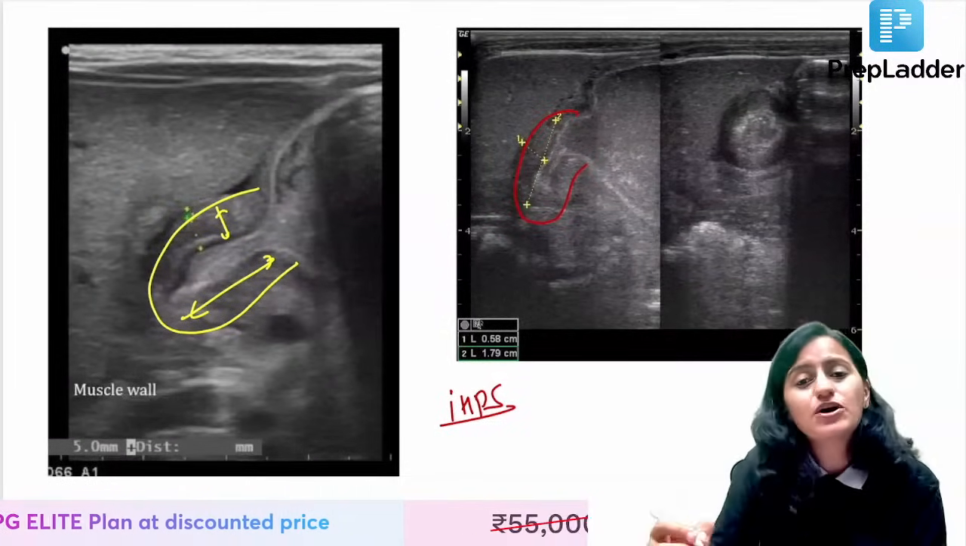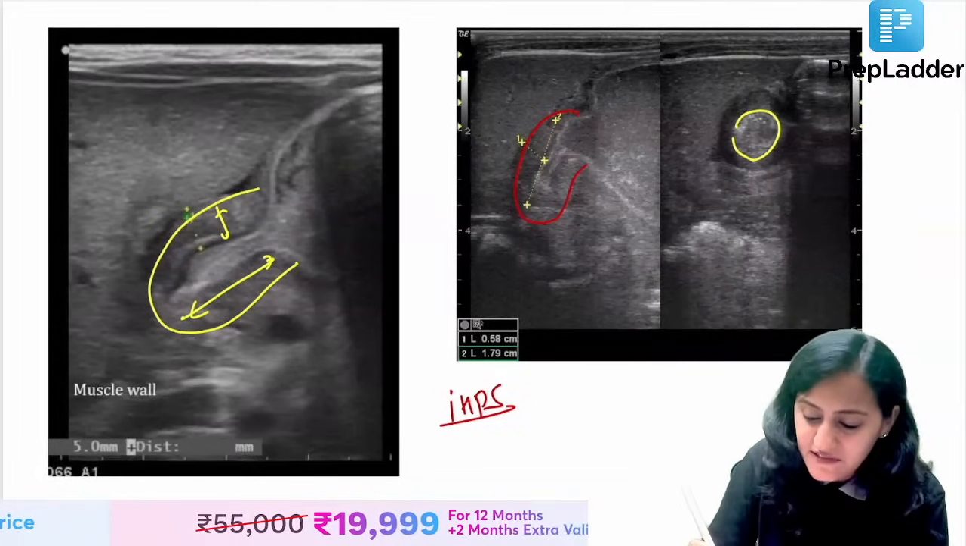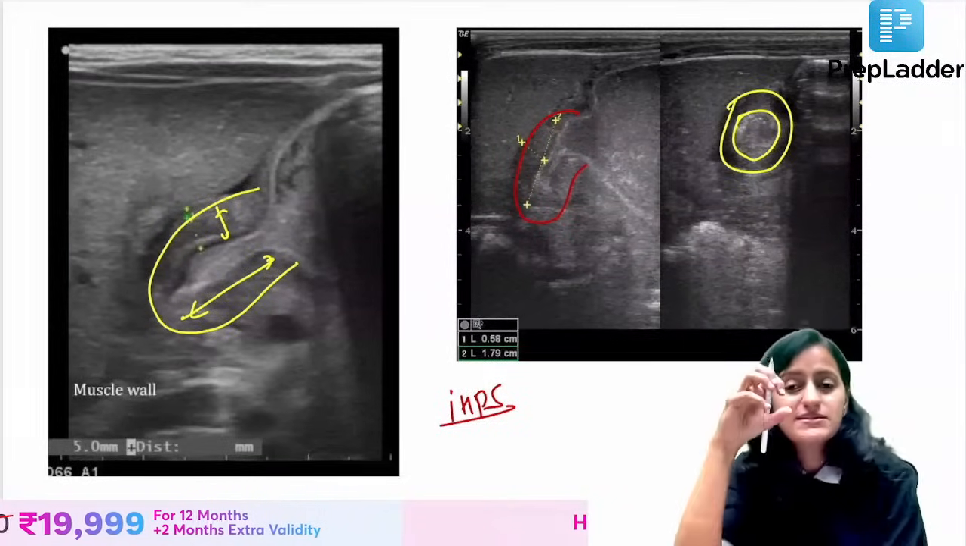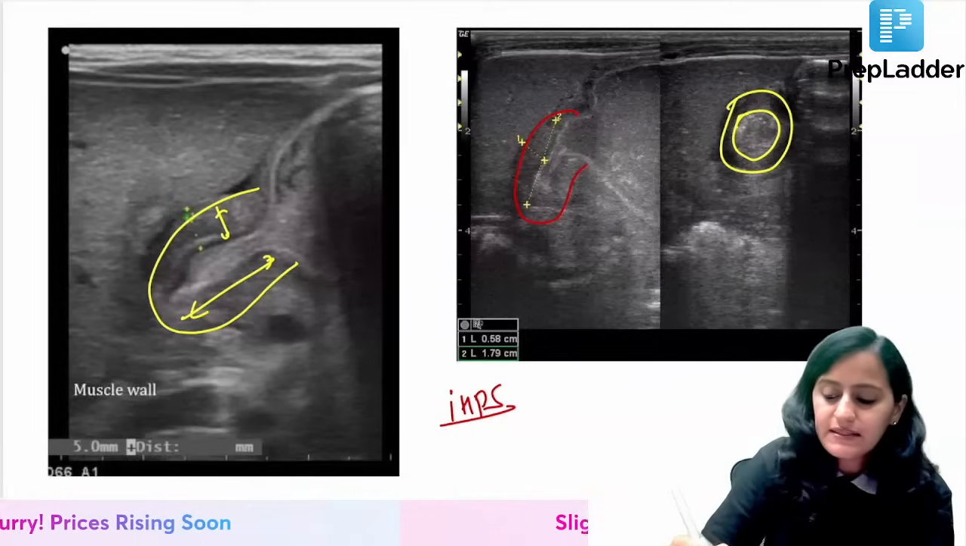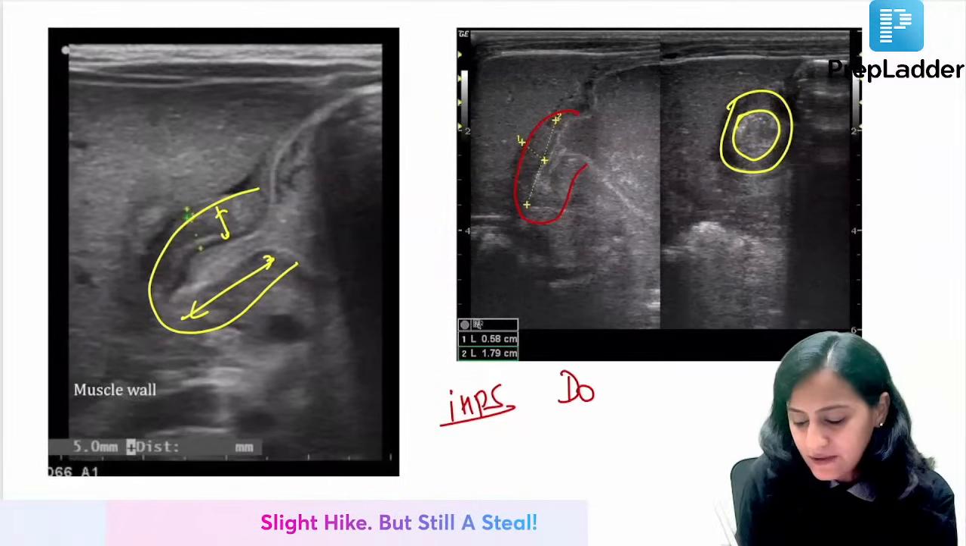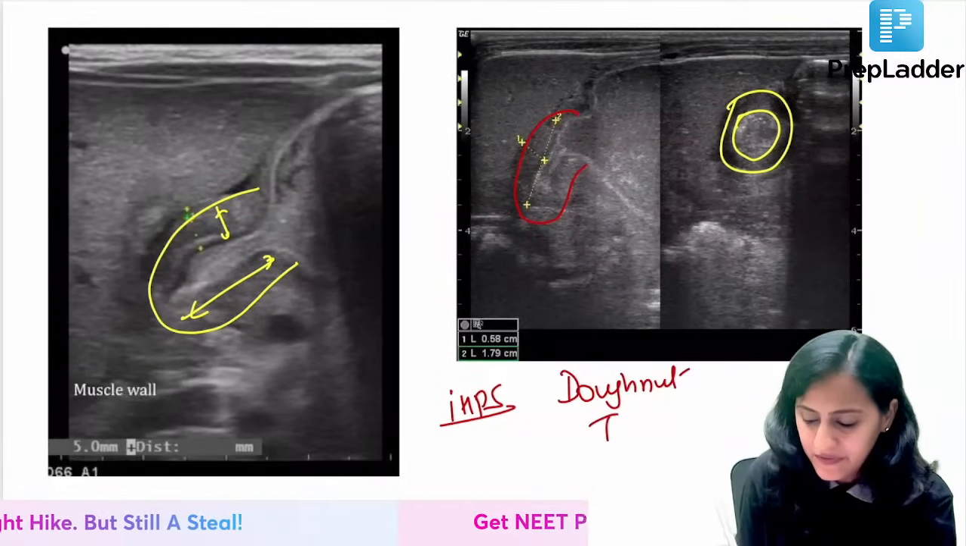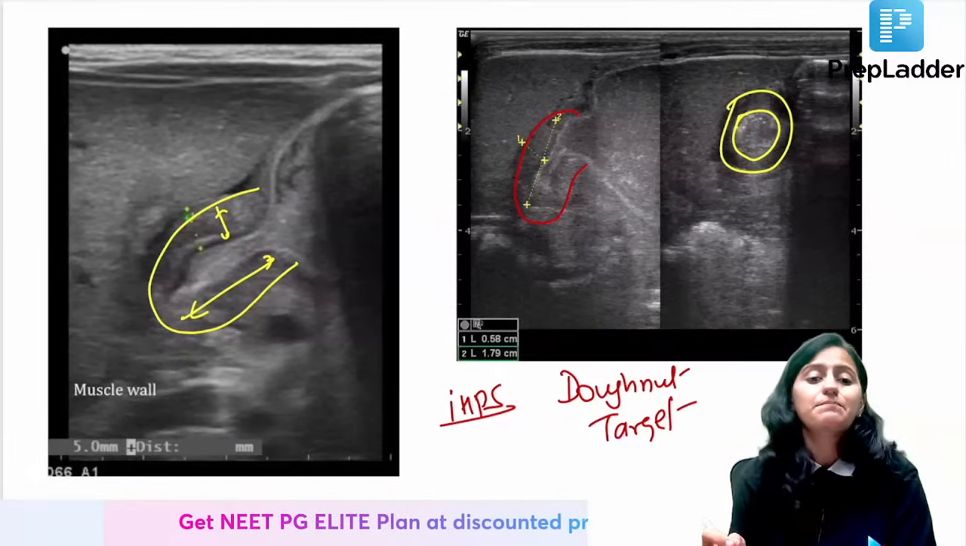What sign do you see on ultrasound? In the axial transverse view, you will see the inner stenotic lumen and the thickened muscle wall that gives the donut sign or the target sign. Okay, the donut or the target appearance.